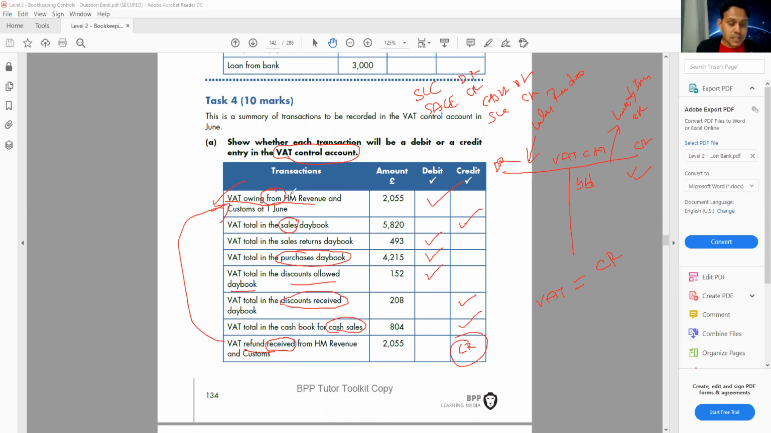Exactly whatever amount was expected from HMRC, if I got the refund from HMRC, that I have to make.